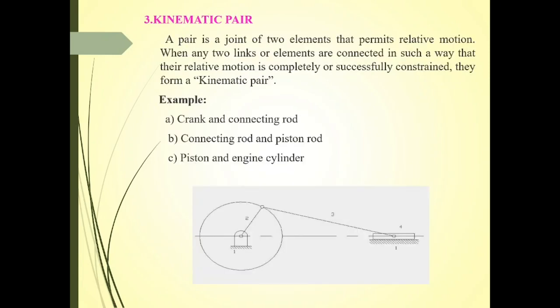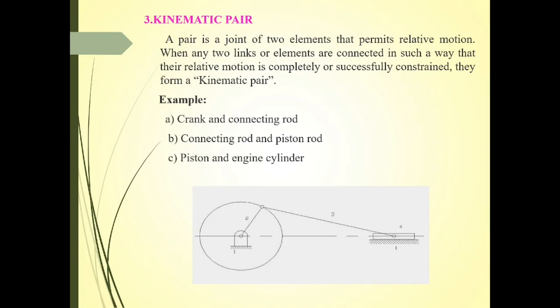Next one is the kinematic pair. What is a kinematic pair? A pair is a joint of two elements that permits relative motion. It is the combination of two elements with relative motion between them. When any two links or elements are connected in such a way that their relative motion is completely or successfully constrained, they form a kinematic pair. For example, the best example of a kinematic pair is the compass.